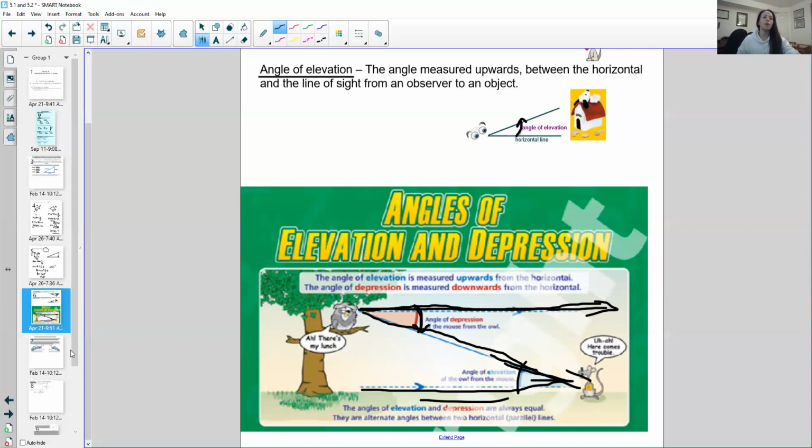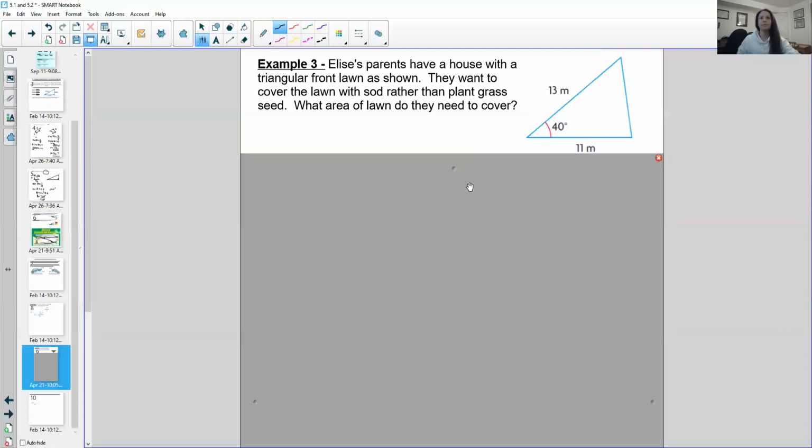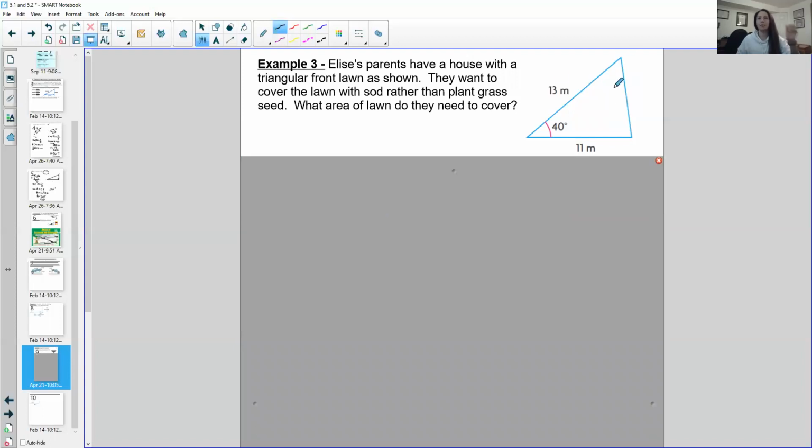Okay, I only want to do one question with you. There's a couple in your books, and this one is in fact from your book. I just liked it because it was a little bit more involved. It talks about finding the area of a triangle. The first thing you should notice is this triangle is not a right angle triangle. So in some of these questions, you will have to use trigonometry twice in order to figure out your answer.